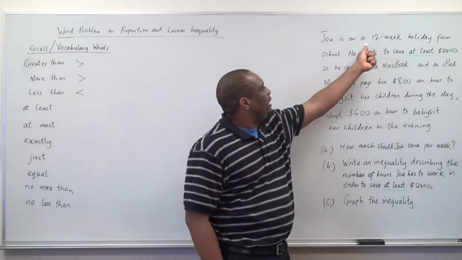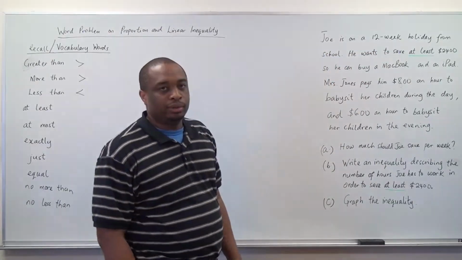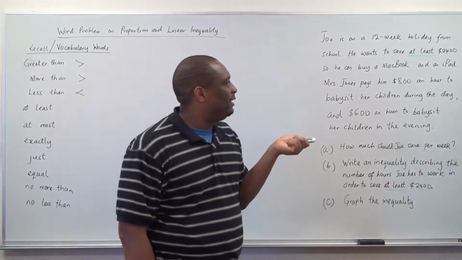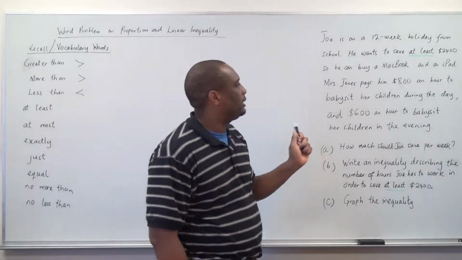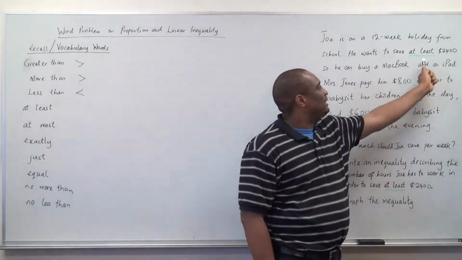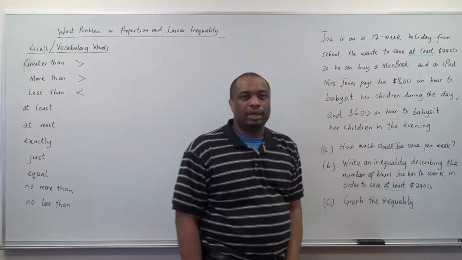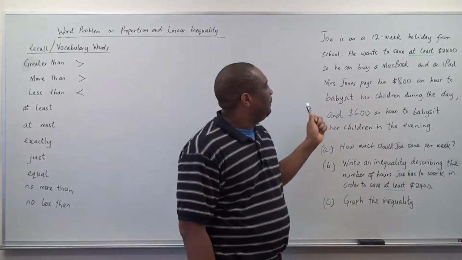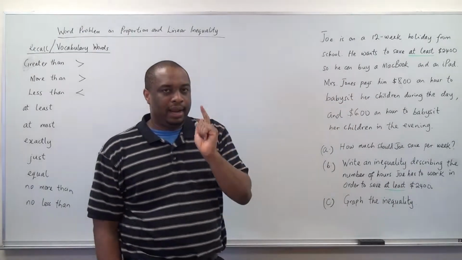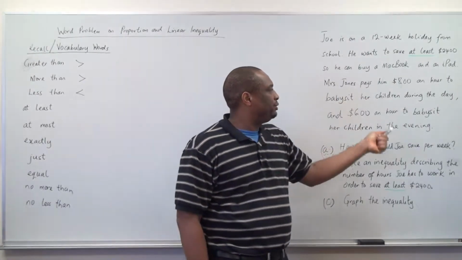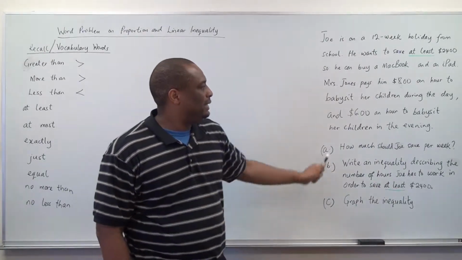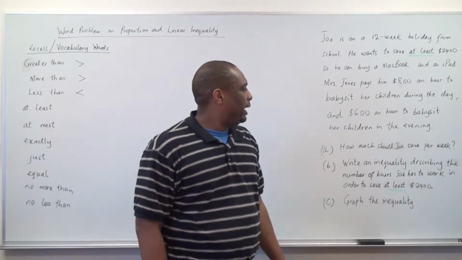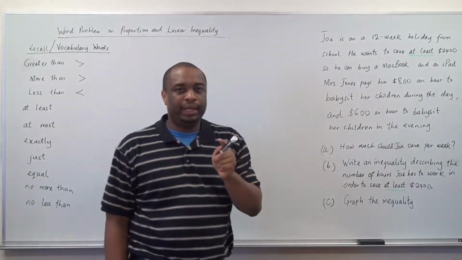It says Joe is on a 12-week holiday from school. So, 12-week holiday from school. He wants to save at least $2,400. There is something here that says at least $2,400. We will talk about it. So he can buy a MacBook and an iPad. Mrs. Jones pays him $8 an hour to babysit her children during the day and $6 an hour to babysit her children in the evening. A, how much should Joe save per week?